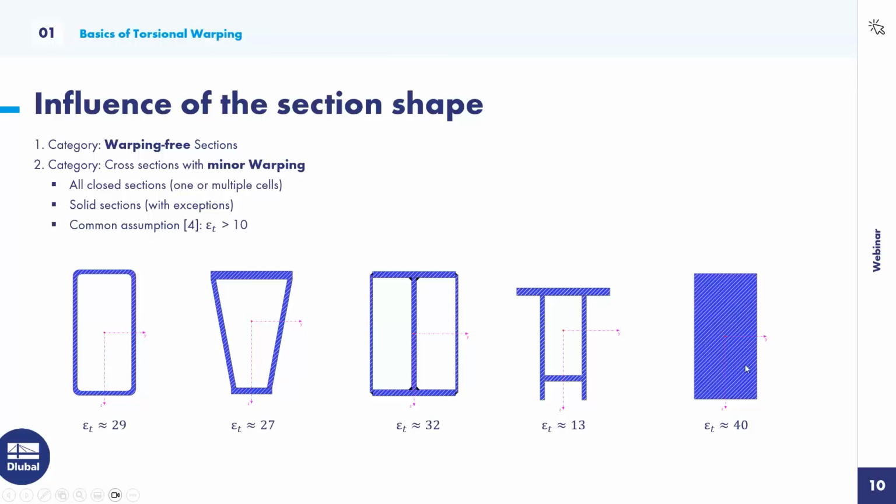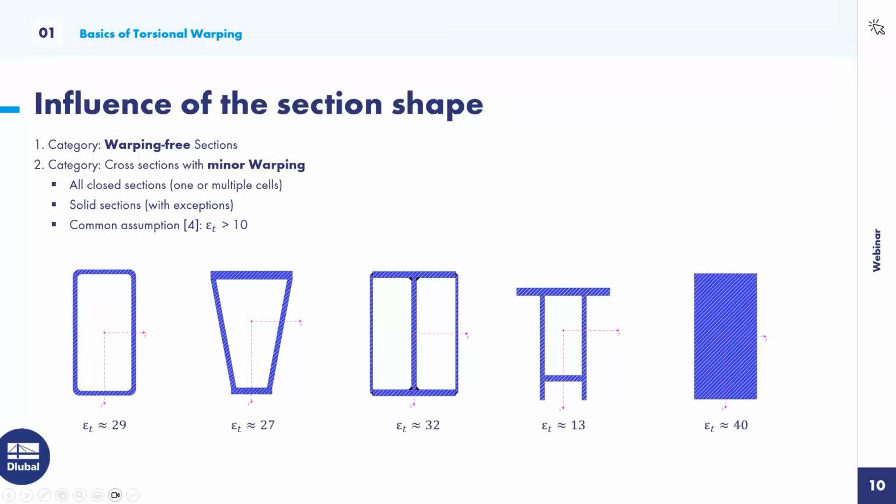And we have a solid rectangular section with a height to width ratio of 2. So for timber or concrete design, where we have mostly such profiles or sections, we can safely say that warping does not play a major role because the member constant is quite large here.